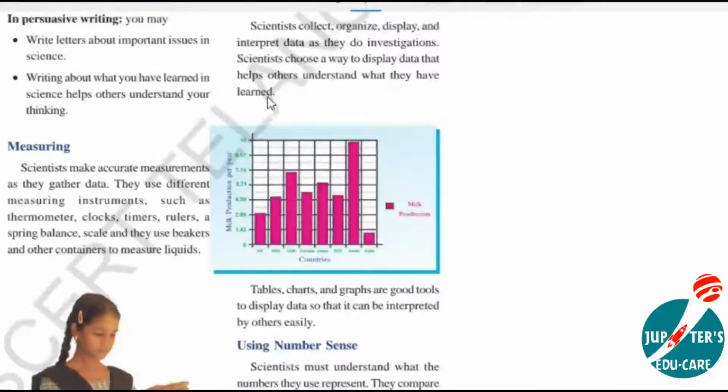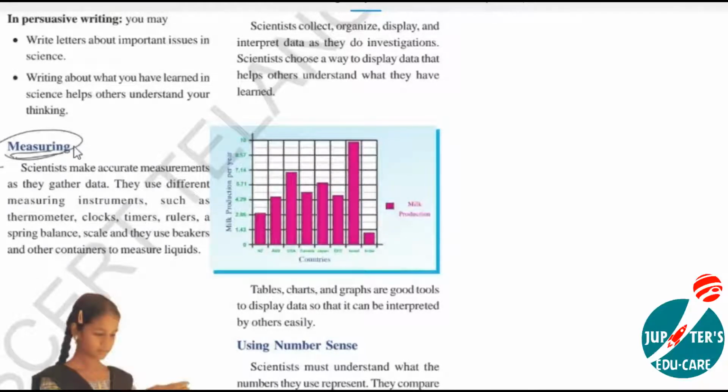Now we are going to learn about measuring. This is a scientific method. One more scientific method, measuring. So measuring means you can understand. There are different types of measurements, and scientists must use these measurements in different ways. Measurements help scientists interpret their data in an easy way, so that common people can also understand it easily.